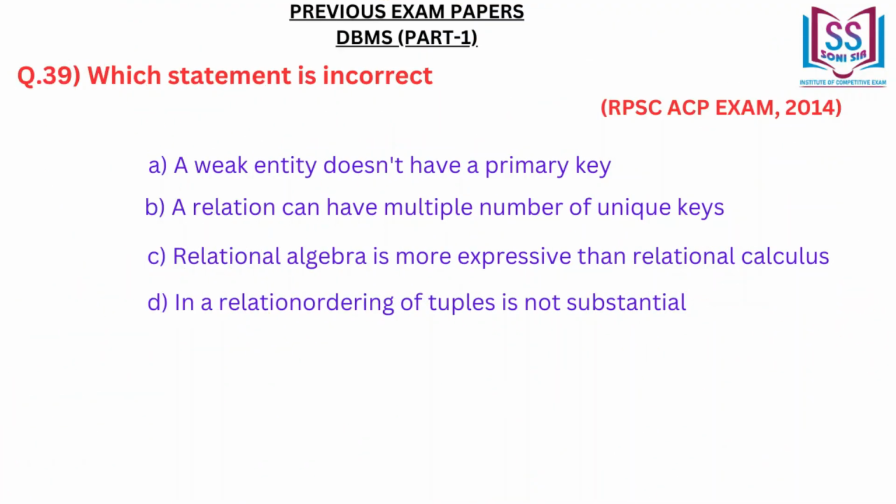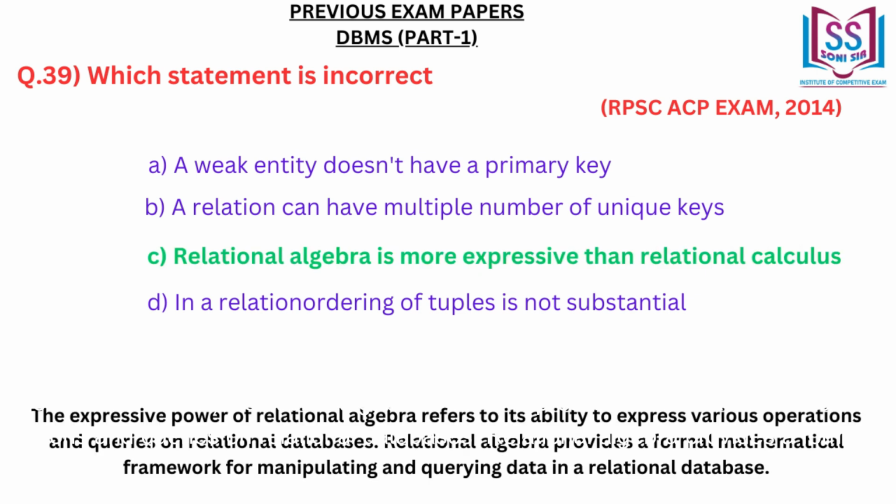Which statement is incorrect? A. A weak entity doesn't have a primary key. B. A relation can have multiple number of unique keys. C. Relational algebra is more expressive than relational calculus. D. In a relation ordering of tuples is not substantial. Correct answer C. Relational algebra is more expressive than relational calculus.